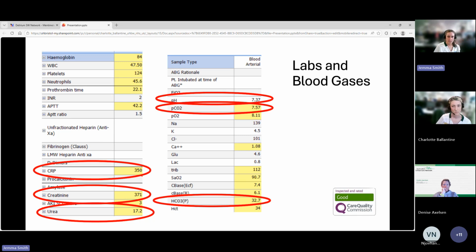ABGs essentially give us a sense of how acidic or alkalotic a patient's blood is, and that's signified by our pH. Usually that's between 7.35 and 7.45, the lower side indicating acidosis and the higher side indicating alkalosis. An out of range pH can be driven by one of two things, our PCO2 or our bicarb. PCO2 is a marker of respiratory function, and it tells us how much carbon dioxide is in somebody's blood. It normally ranges from 4.5 to 3.5.